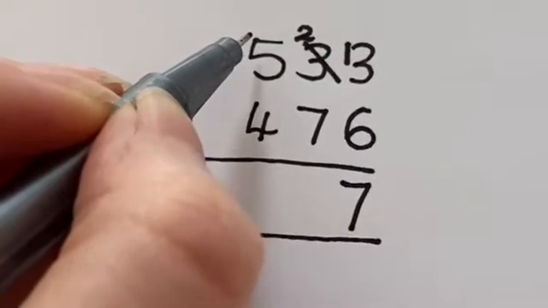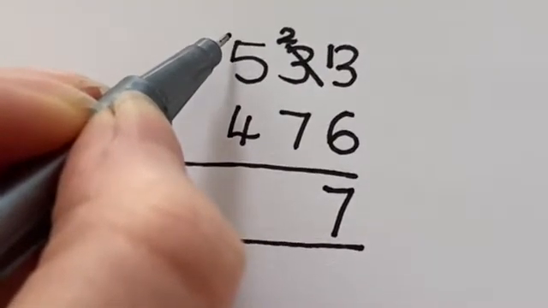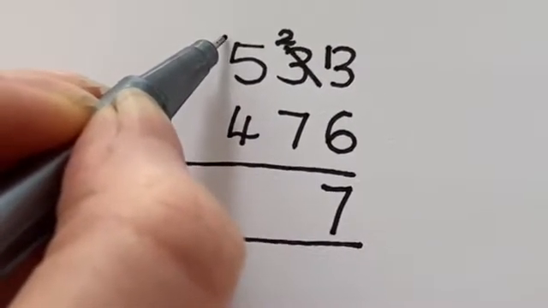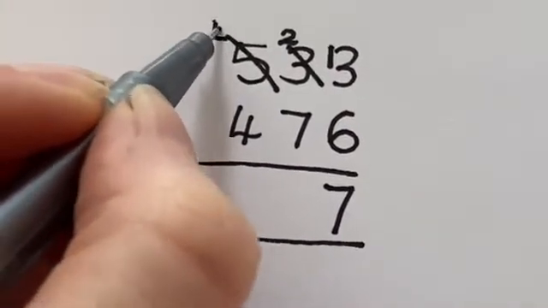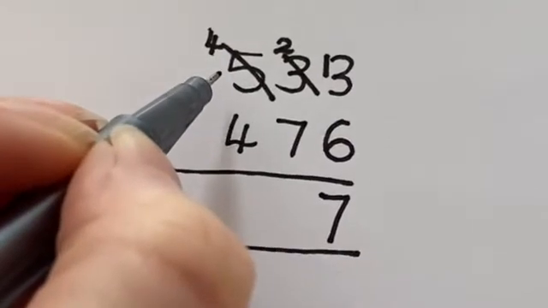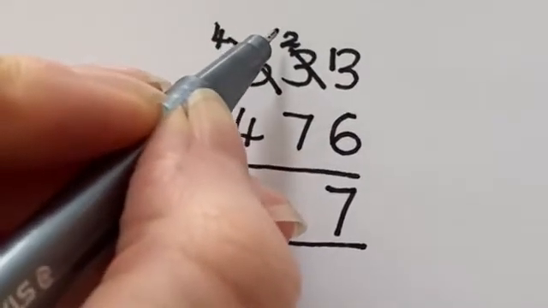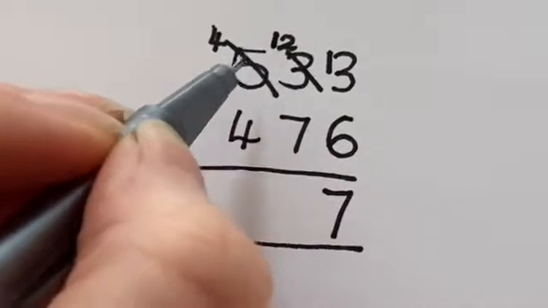So here I've got 5 hundreds. I need to borrow 100. So I'm going to score away the 500s. I've only got 400 left now. And the 100 that I'm bringing over is going to live here.